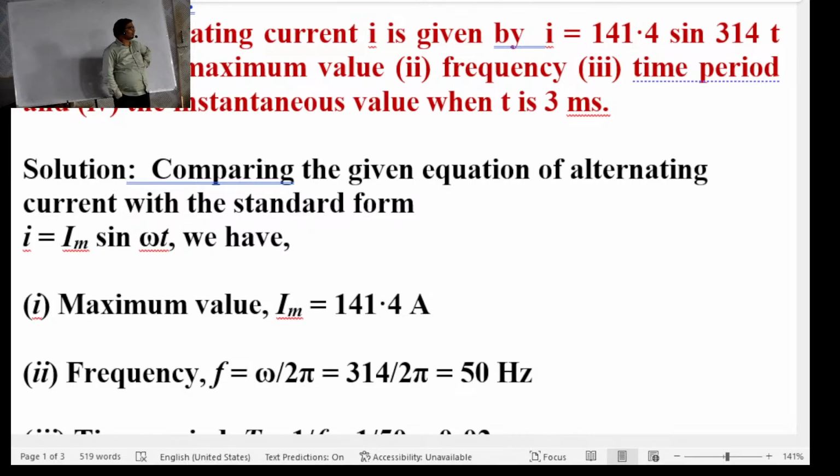Frequency. What is the frequency formula we are having? Omega is equal to 2 pi f. Omega is equal to 2 pi f. First you note down that question. I will explain that one here. Everything is available in that equation. I is equal to 141.4 sin 314t.